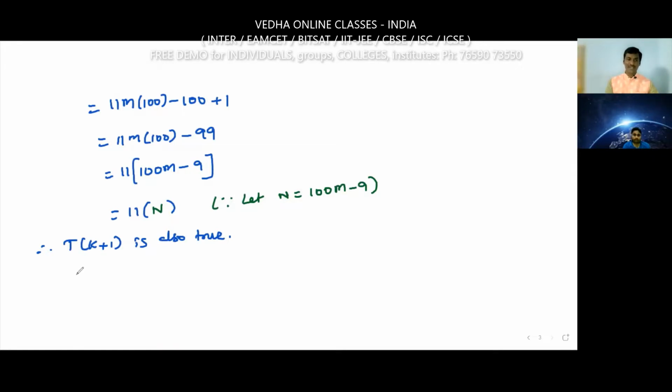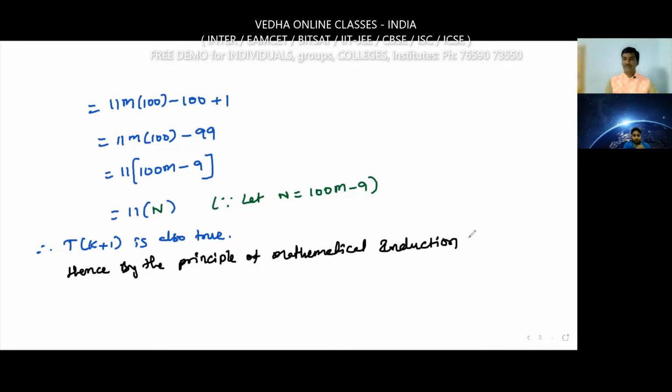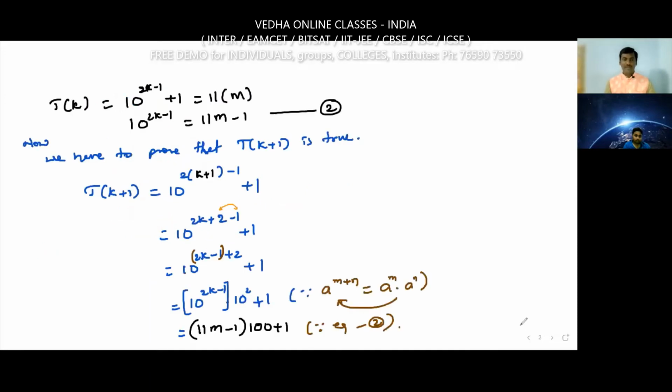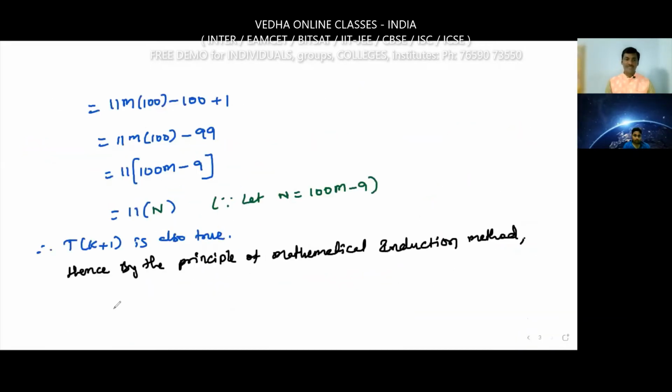Therefore, by the principle of mathematical induction method, what we have here, 10 power 2n minus 1 plus 1, this is the function here, is divisible by 11 for all n belongs to N, for all the natural numbers, small n. Belongs to capital N means for all the natural numbers.